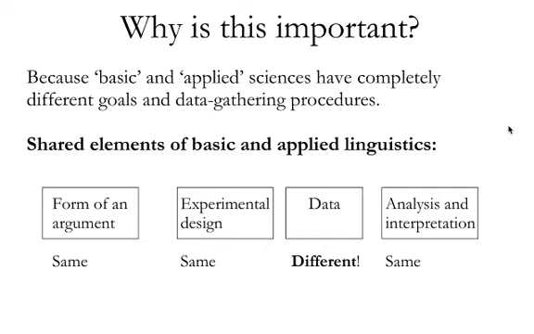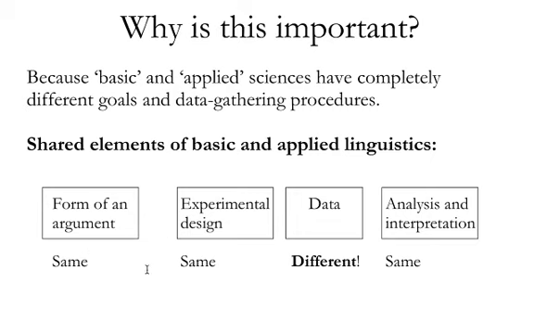So that said, it's not hopeless, right? There's going to be some shared elements between basic and applied linguistics that they're also going to share with a lot of other empirical disciplines, right? So empirical disciplines are disciplines that are about how things work out there in the world. Right? And in general, the form of an argument, the form of a research question or a hypothesis is going to work broadly the same, whether you're doing basic or applied things.